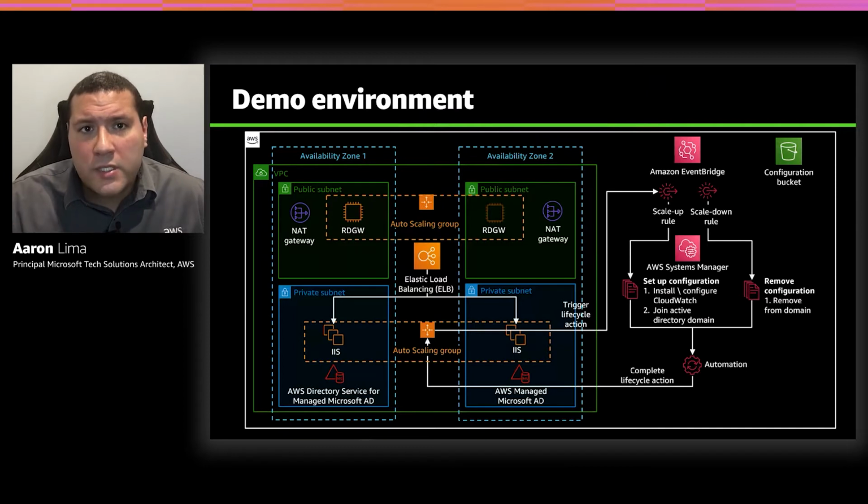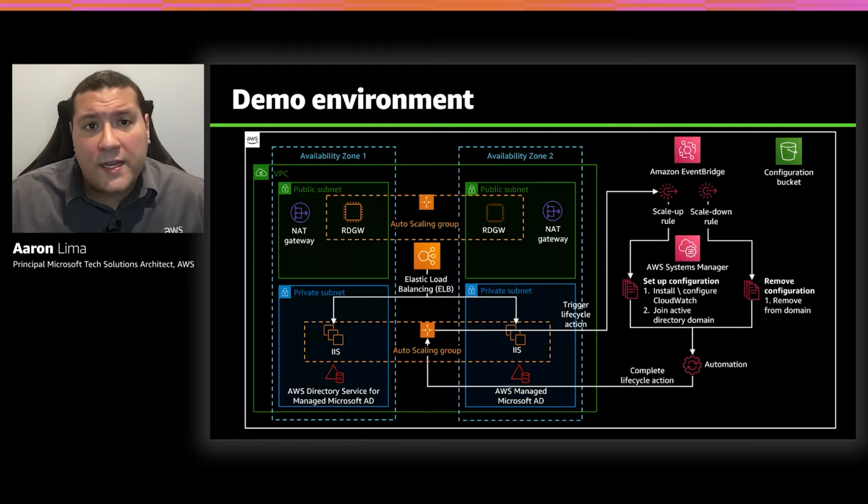Now, the auto scaling group is going to be configured with lifecycle hooks. Those lifecycle hooks are going to trigger Amazon EventBridge so that an automation workflow can get kicked off that will not only make sure that our instances are part of the Active Directory domain, but that they also have CloudWatch installed and that CloudWatch is configured to gather the logs and metrics that are important to us. Then that automation workflow is going to trigger back to the lifecycle hooks that it's complete and put that instance in service.